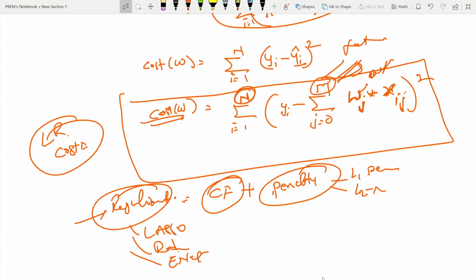So this is the topic of simple linear regression. I hope you understand these topics well.